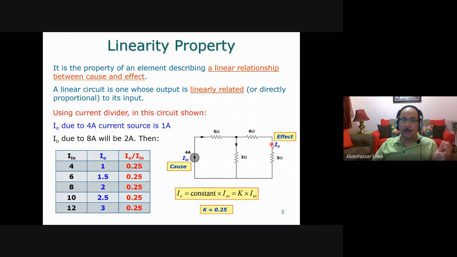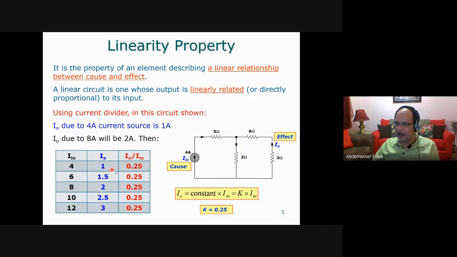Okay, we agree? Now, what will happen if I doubled the current source? Or, of course, if you have multiple sources, you double all the sources. What will happen if I doubled all the sources? The result will be doubled also. So if IN is 8, IO will be 2 ampere, instead of 1. If IN is 12 ampere, then IO will be 3 ampere, and so on.